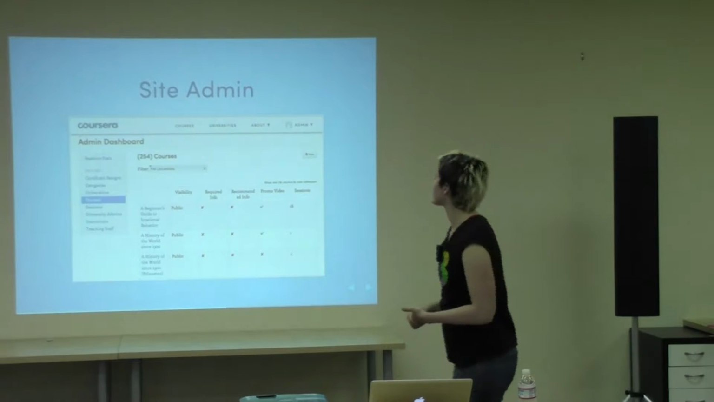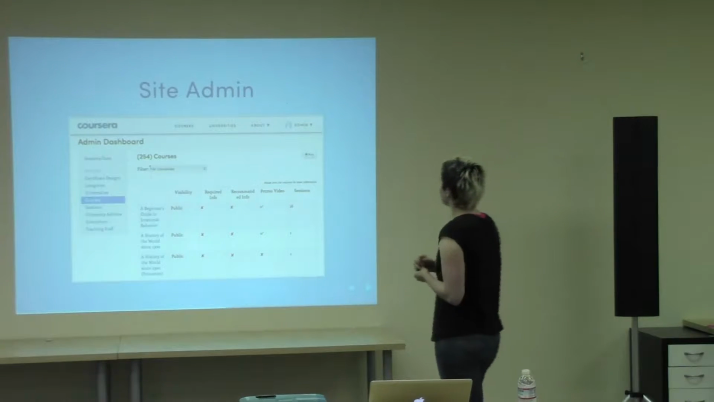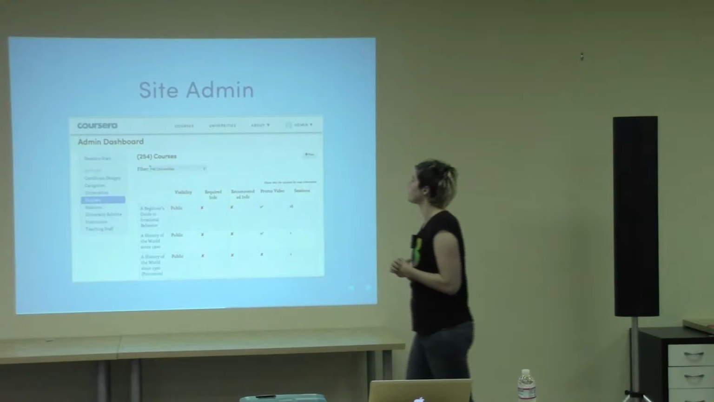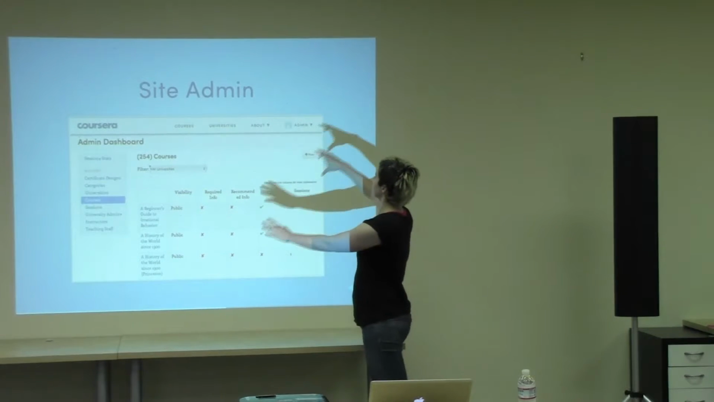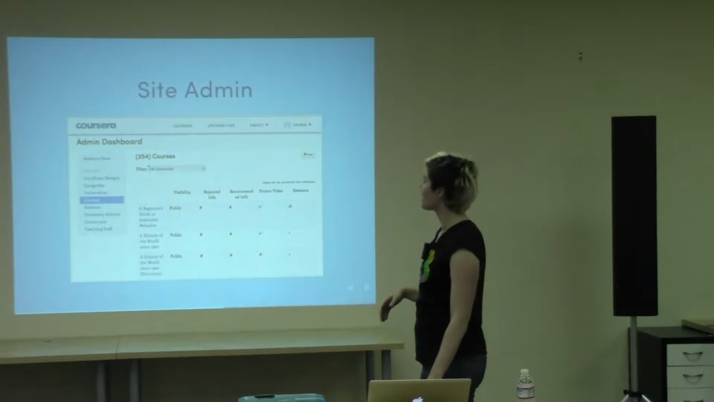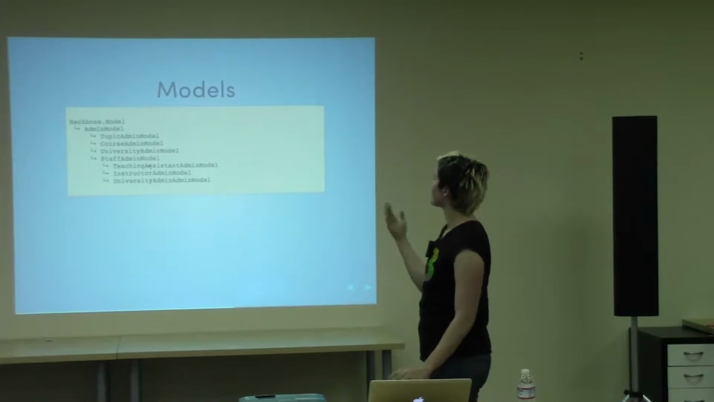Okay, so that's Coursera.org. Now here's the admin. The admin actually shares the header that we saw before, but basically it's just changing this section here, and it has its own set of routes and views and models and all that. So here for our models.